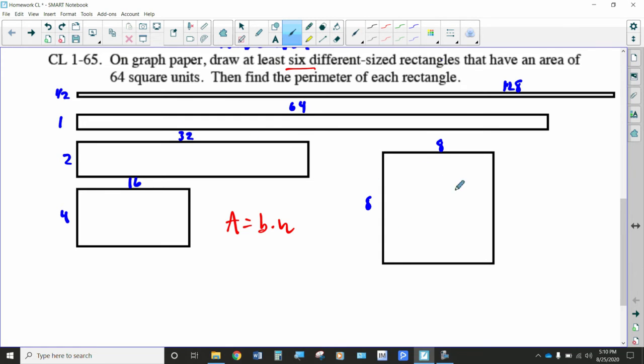And someone looks at this one and says, well, that's a square. The direction said rectangle, so I didn't do that. Well, a square is a rectangle because it's a parallelogram with 4 right angles, and the opposite sides are equal to each other. So technically, it is a rectangle. It just happens to also be a square.